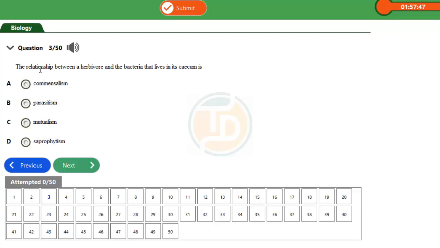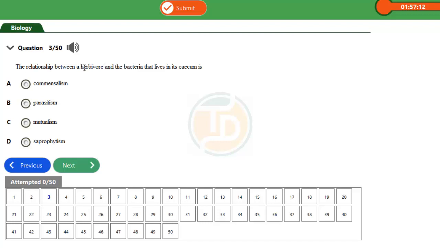Please, let's look at the question one more time. The relationship between a herbivore and a bacteria that lives in the cocoon is dash. A herbivore is the name given to an organism that feeds on plants, while the bacteria that lives in the cocoon of that herbivore will help the herbivore to digest the plant that is being fed upon by the herbivore.